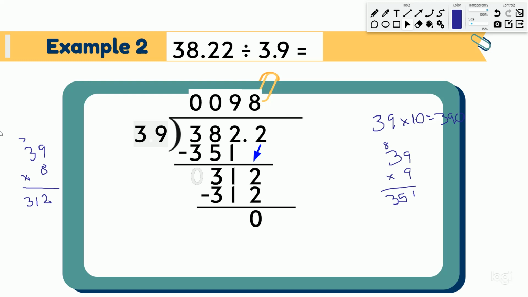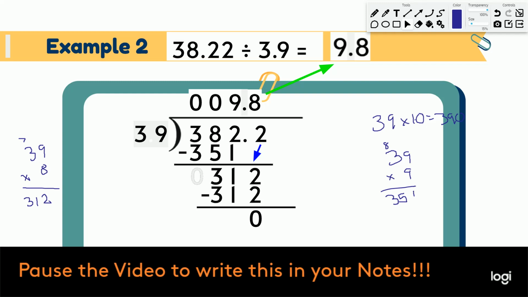So now I need to make sure that I check my answer. Is it positive or negative? And it's going to stay positive. I need to move my decimal point from the bottom right here and move it up to the top right there. So my quotient or solution to the problem of 38.22 divided by 3.9 equals 9.8. So please pause the video here and write this problem in your notes.